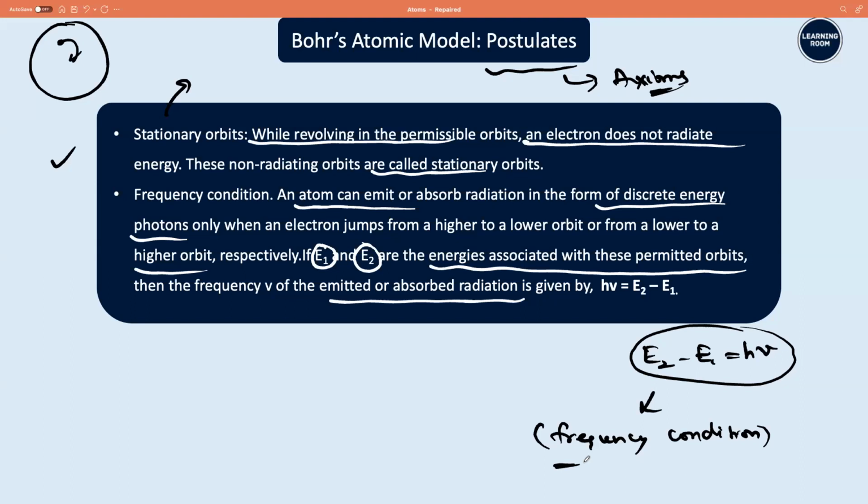Sir, can it be negative when E2 is greater than E1? Generally, it will not be like that. The energy of the higher orbit will be more. Why is it so? We'll see. You will understand it after I derive certain things. Am I clear with this?